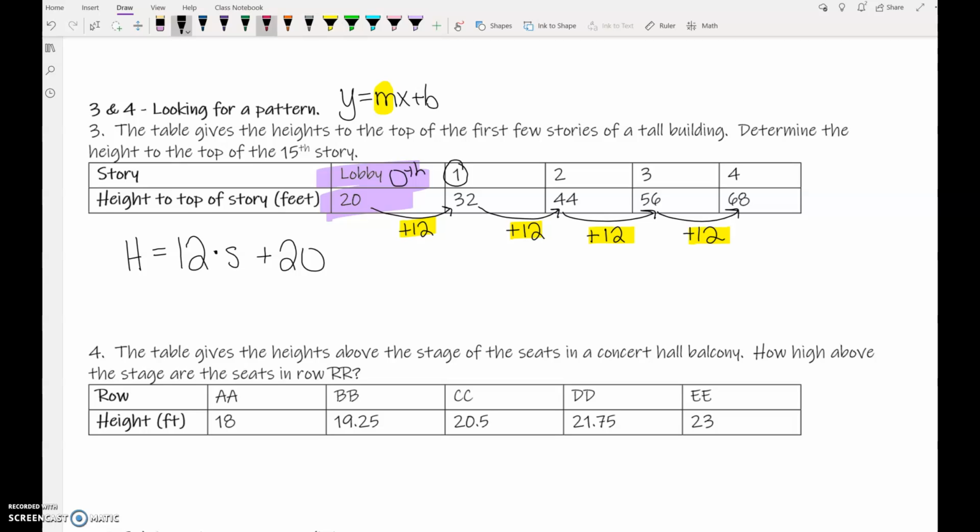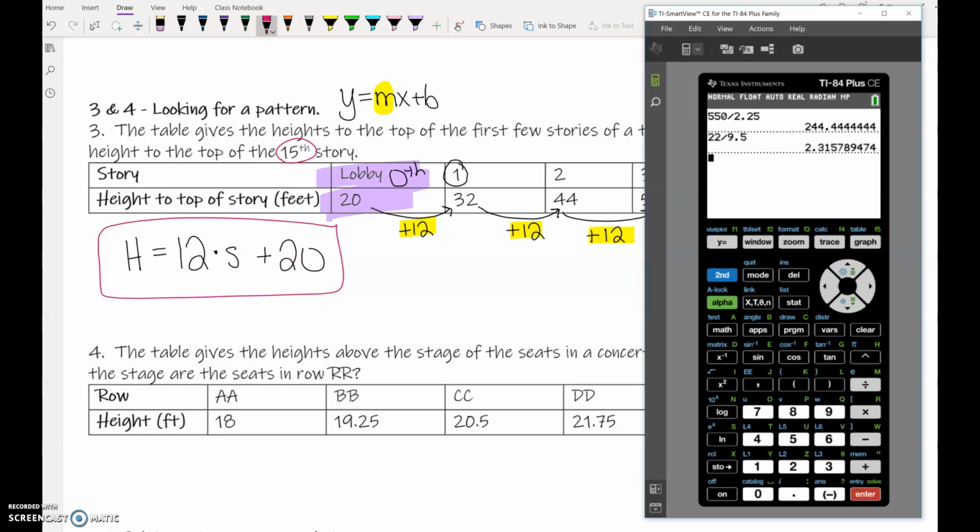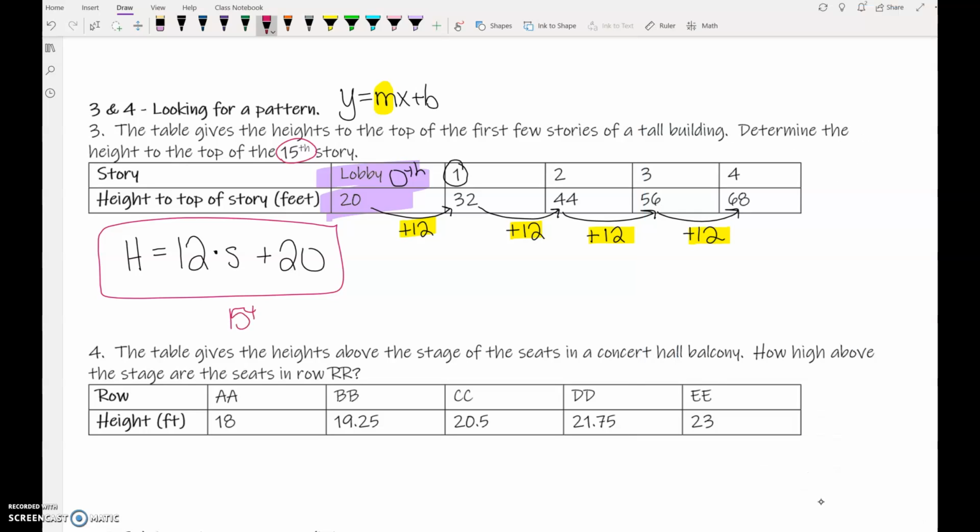If we create a cool formula like this, then to find the height to the top of the 15th story, you just plug 15 in. So grab your calculator. 12 times 15 plus 20. It is 200 feet at the top of the 15th story.